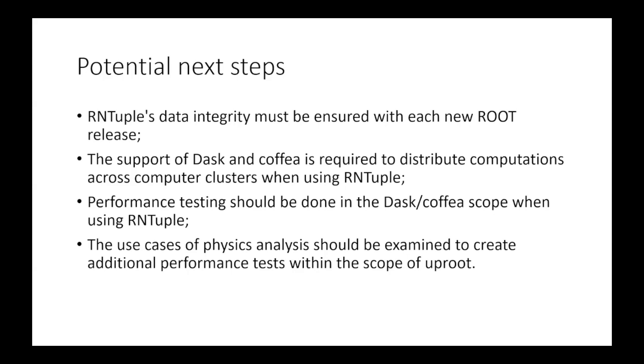The third point would be that performance testing should be done in the Dask and Coffea scope when using RNTuple. What I mean specifically is that when Dask and Coffea are supported, then tests need to be created to measure the performance in the scope of these tools, because it's a higher abstraction level, it's a distribution system, and there might be different bottlenecks than in uproot.